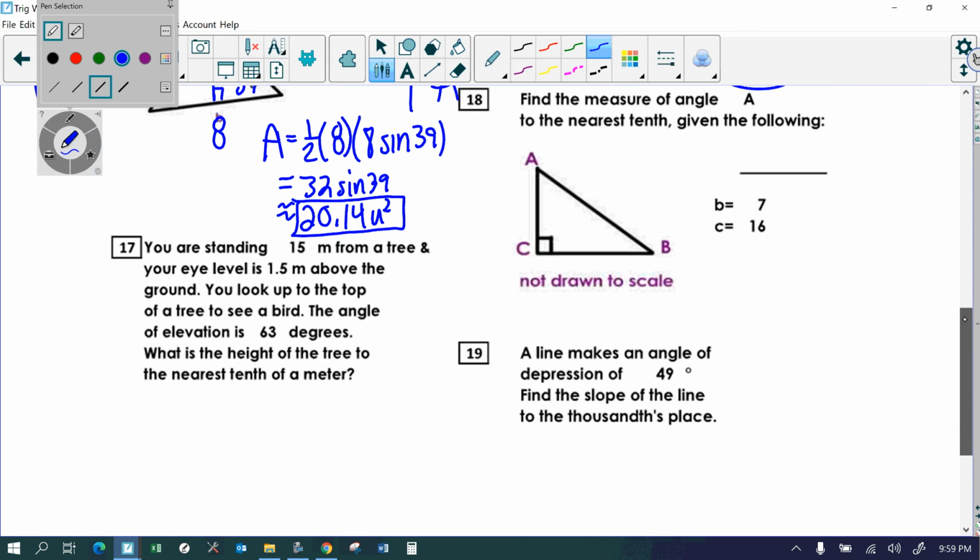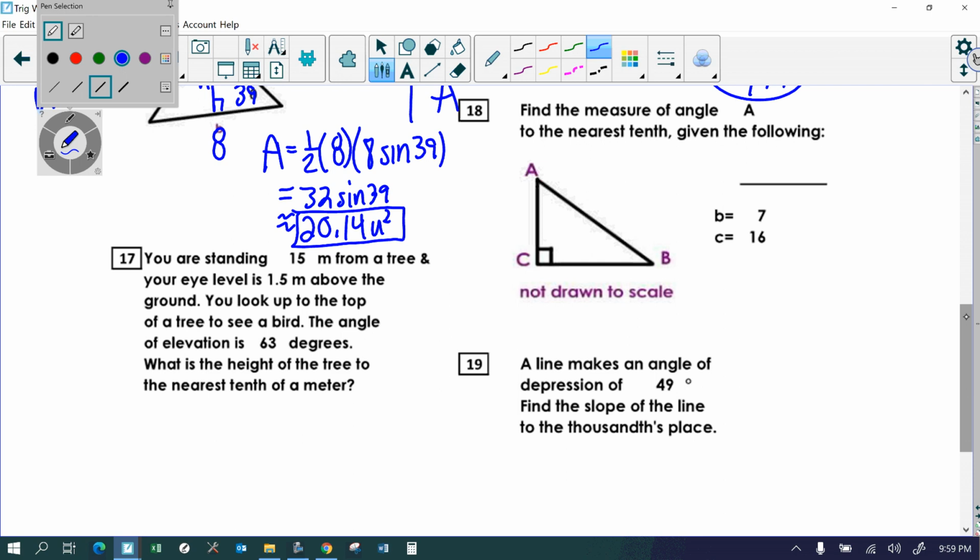All right, 18. Find the measure of angle A. Well, here's angle A, so that's where my theta is, that's what I'm looking for. And then here's my given information right here. Little b is 7. We know to put that across from big B. Remember, side lengths are lowercase. Little c is across from big C. And this would be little a. It tells you it's not drawn to scale. That's how it'll say on the SATs as well.